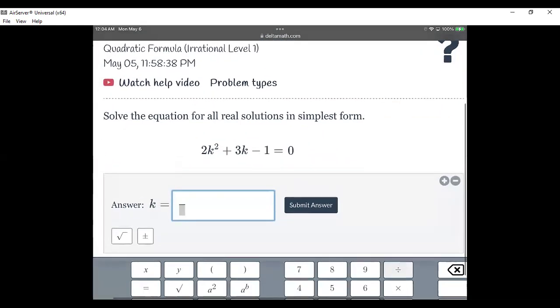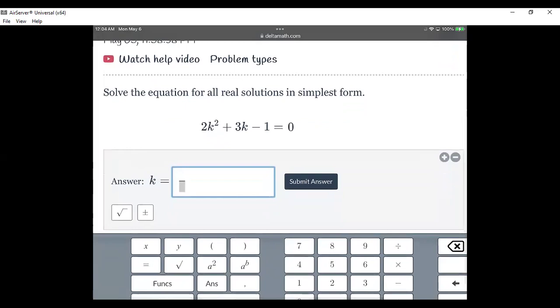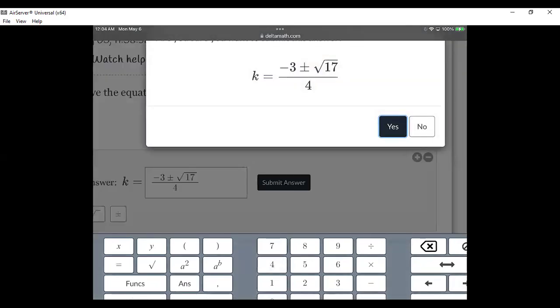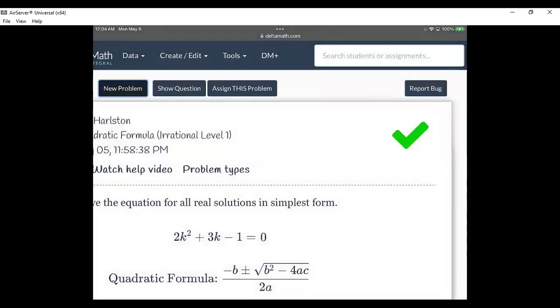So I'm using this, and then it's going to be a negative b. So this is going to be a -3 plus or minus, and then we're going to use the square root. We calculated this part in here, 17, and then all we do is go down to the denominator, and we're going to put 4. Now let's submit it and see what we've got.